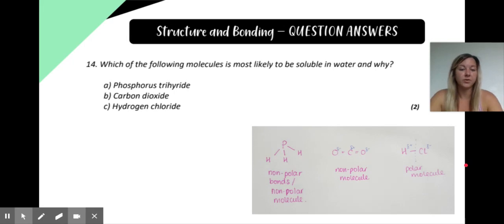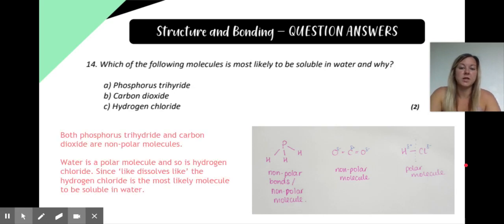Now, if we draw it out, we can see that we do have differences in electronegativity. So we have polar bonds, but the arrangement of these atoms within the molecule makes it a non-polar molecule. We don't have a clear positive or a clear negative side. So again, it's not going to be carbon dioxide if it's a non-polar molecule. That leaves us with hydrogen chloride, which we can just check is a polar molecule because it has a clear negative side at the chlorine and a positive side at the hydrogen. So the most polar molecule of the 3 is hydrogen chloride. It's going to be the most likely to be soluble in water.